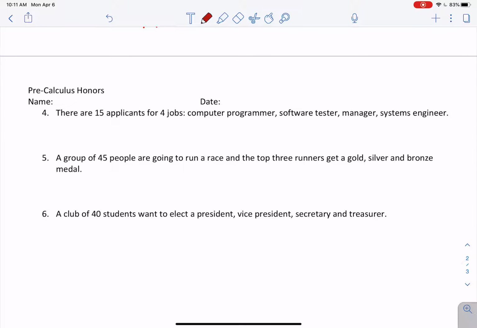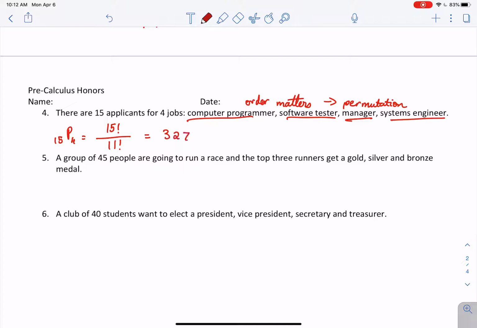This next one. Now here, the order matters because the 4 jobs are different jobs. So depending on how we pick them, we're putting them into different slots. So order matters. So this is a permutation. And for a permutation, that would be 15 P 4, which is 15 factorial divided by 11 factorial. And that's 32,760.